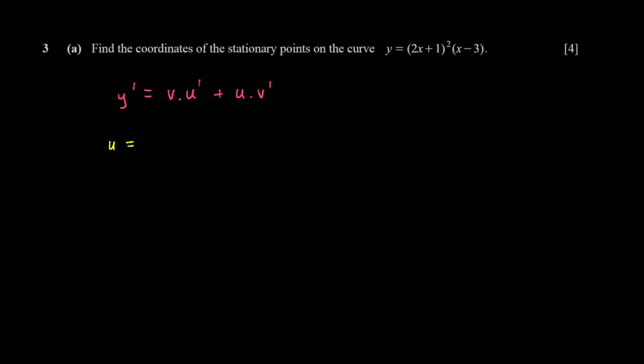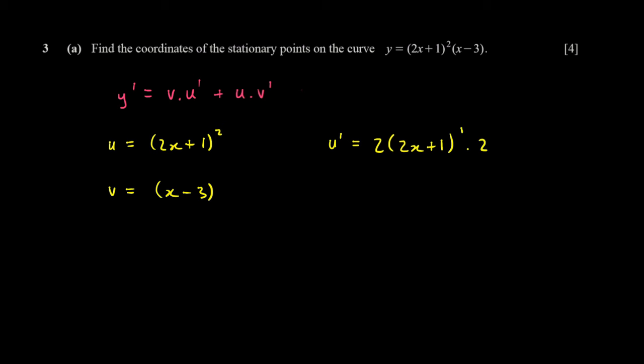So my u is 2x plus 1 squared, and my v is going to be x minus 3. And I'm just going to differentiate each of these separately. So u prime. If I differentiate this guy, I differentiate the big bracket first. So the power of 2 comes down to the front, and I reduce the power of 2 by 1. So I get 2 bracket 2x plus 1 to the power of 1. Then I've got to differentiate inside the bracket, which will give me 2, and then multiply through by 2.